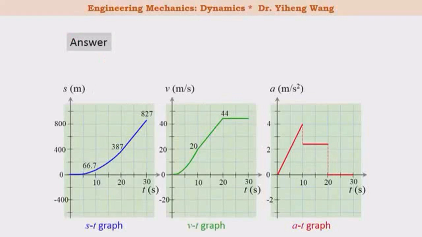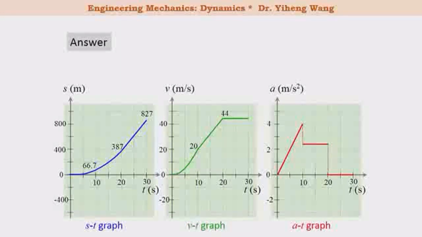And here are the three motion graphs, the s-t graph, v-t graph, and a-t graph that we were asked to construct. And this completes this problem. I would advise you to study these graphs and see how these are the graphs for an original function and its first and second derivative functions.